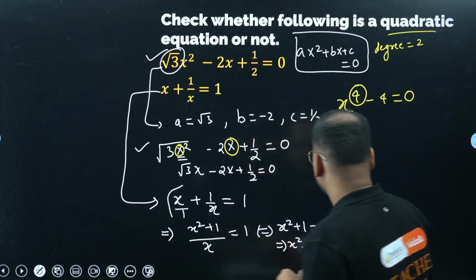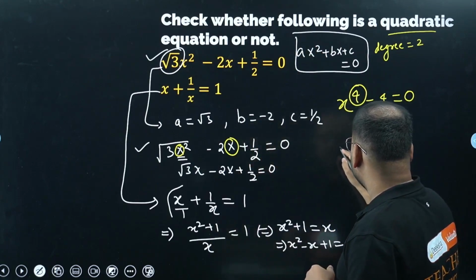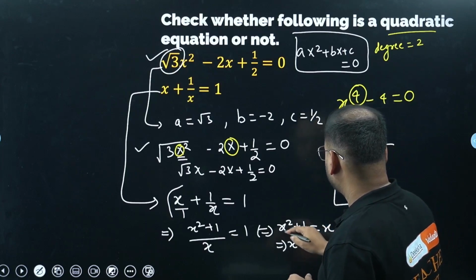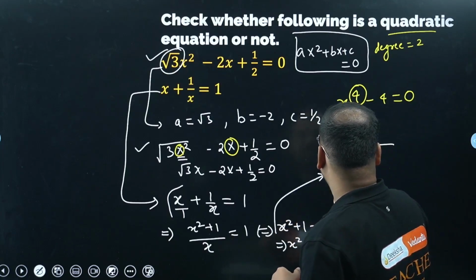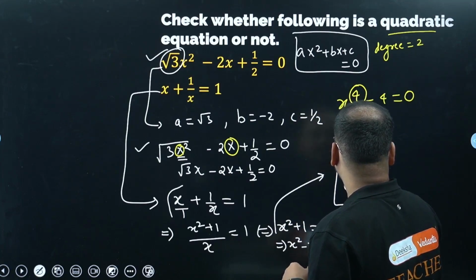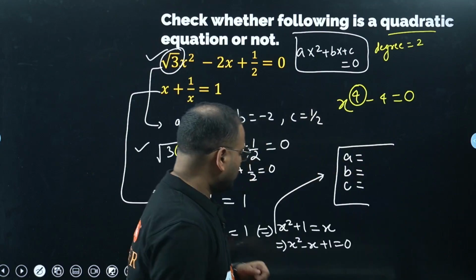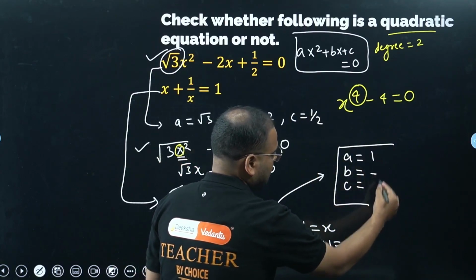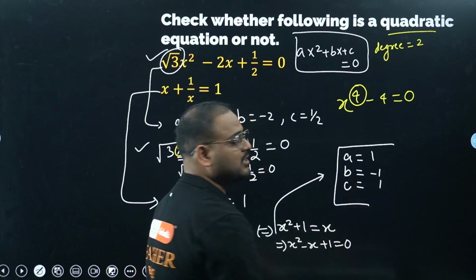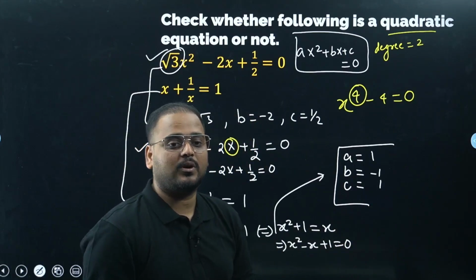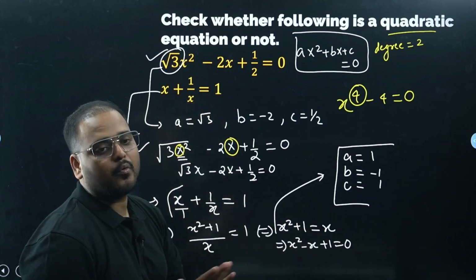If you cross check it, tell me what is the value of a, b, c for this. A is just 1, b is minus 1 and c is again just 1. So a is 1, b is minus 1 and c is just 1. Obviously it is an example of a quadratic equation.